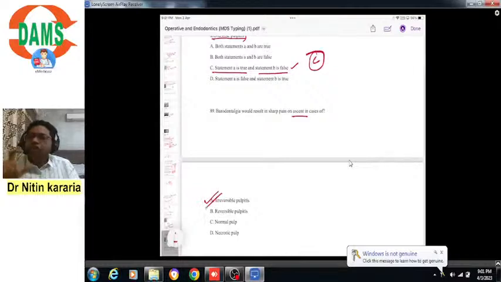A tooth with necrotic pulp would not clearly demonstrate barodontalgia or difference from pressure. It is mostly irreversible pulpitis. Option A shall be the answer over here.